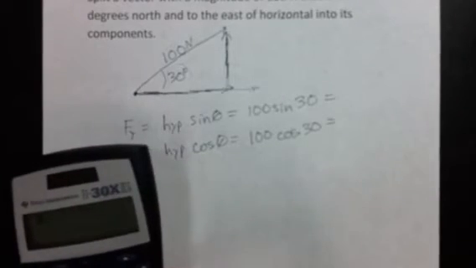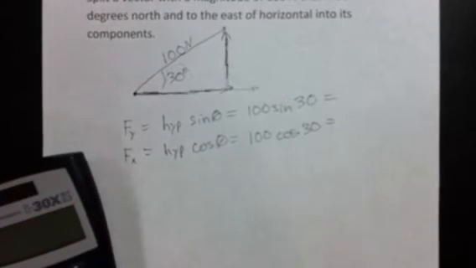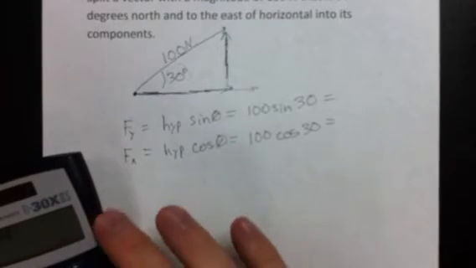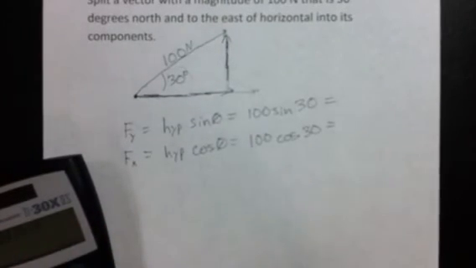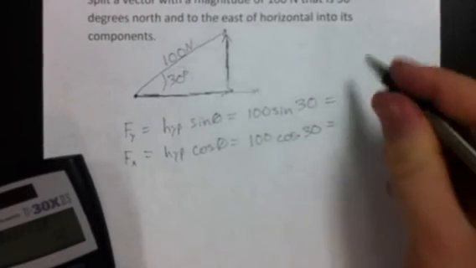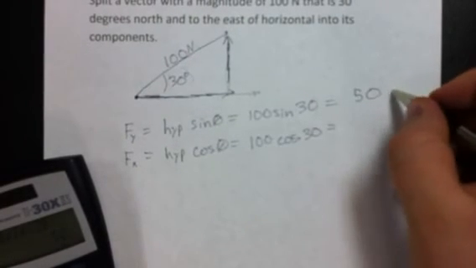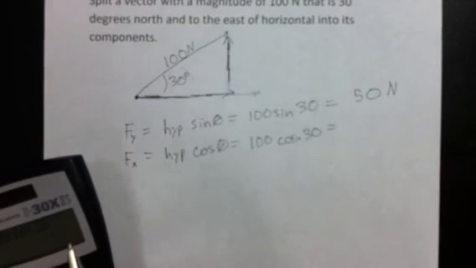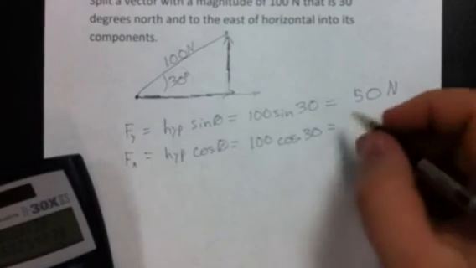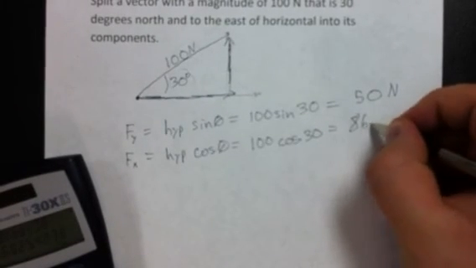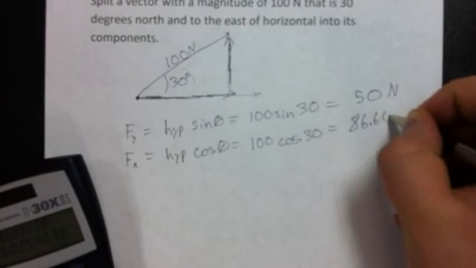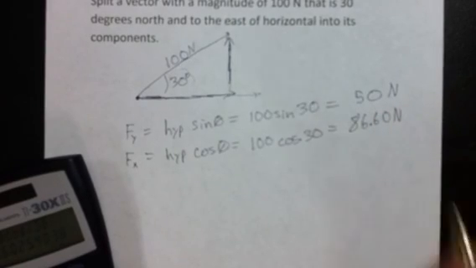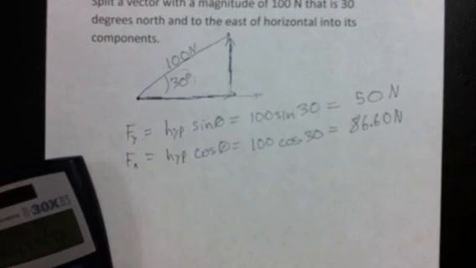So on our calculator, we'll do the y component first, the force about y, the vertical component. It'll be 100 times the sine of 30, which gives us 50. So our vertical component of this force is 50 newtons. Now I'll just go up and change sine to cosine. And the horizontal component is going to be 86.60 newtons. And that concludes this problem.